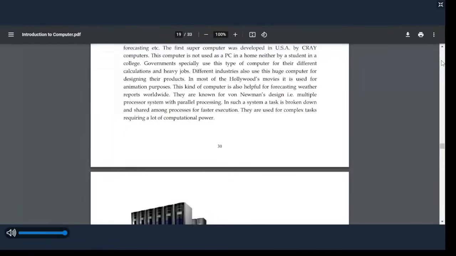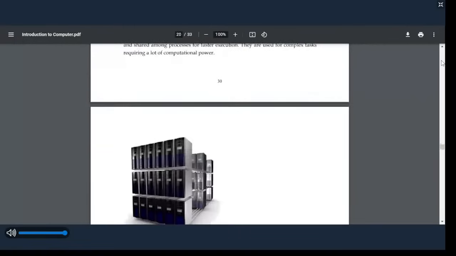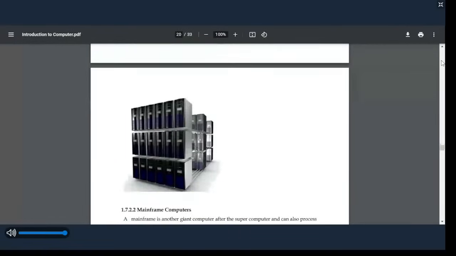They are used for complex tasks requiring a lot of computation power. So if you want a lot of computation power, these were the systems. They are very big in size. They are what we call the supercomputers.